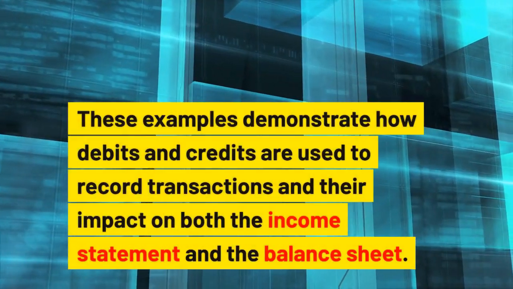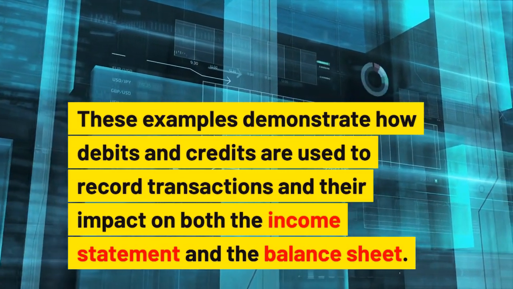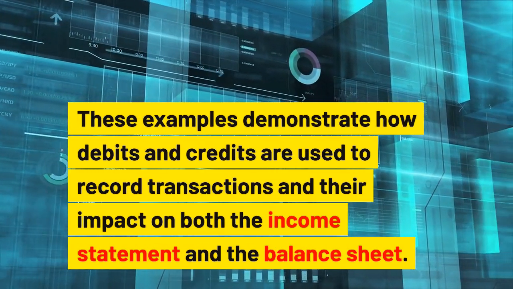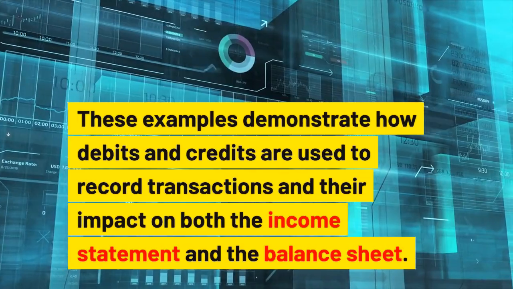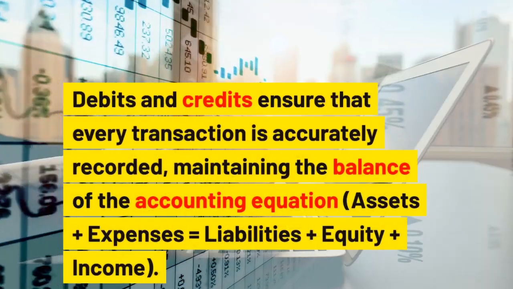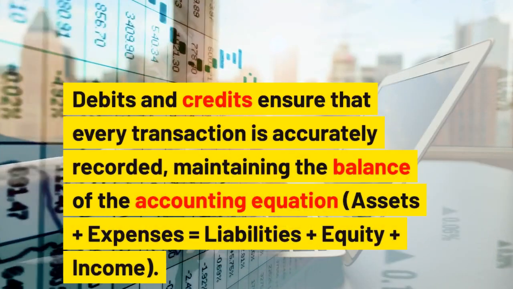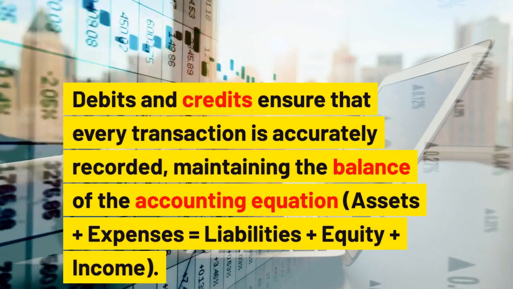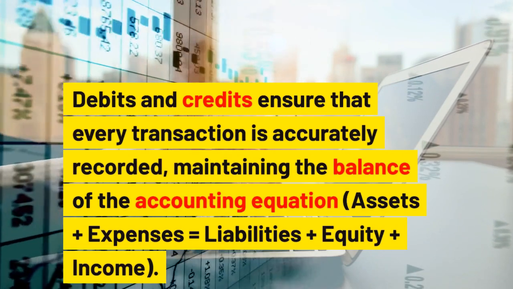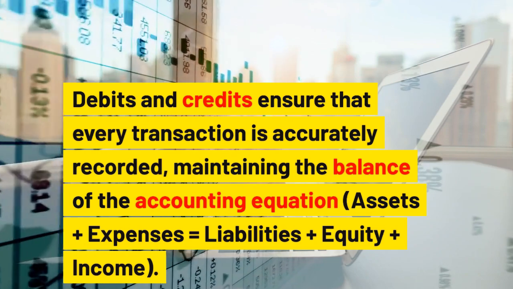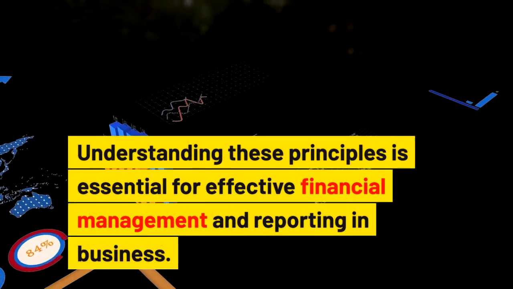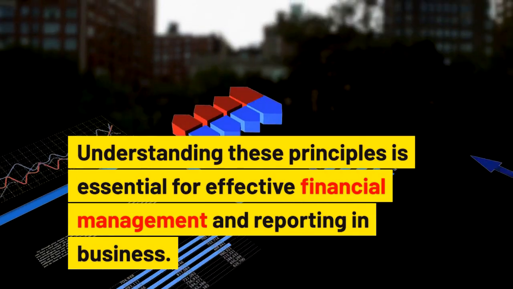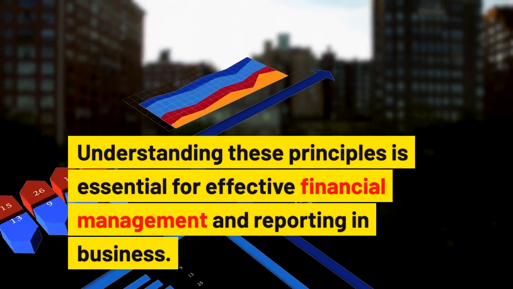Conclusion. These examples demonstrate how debits and credits are used to record transactions and their impact on both the income statement and the balance sheet. Debits and credits ensure that every transaction is accurately recorded, maintaining the balance of the accounting equation. Assets plus expenses equals liabilities plus equity plus income. Understanding these principles is essential for effective financial management and reporting in business.